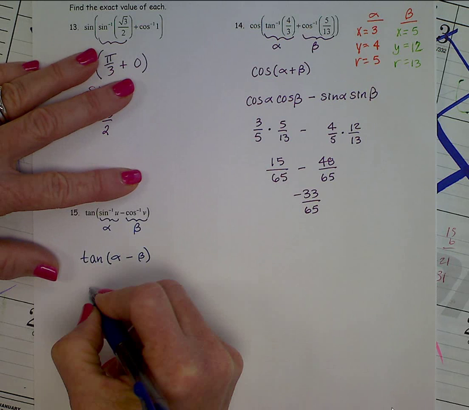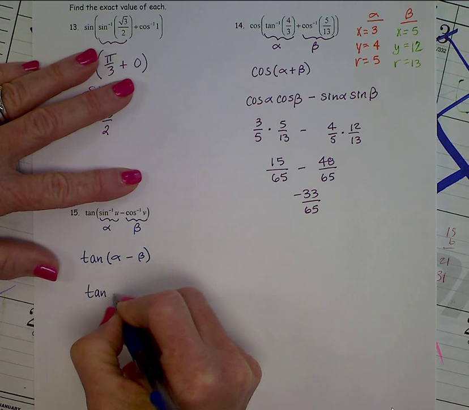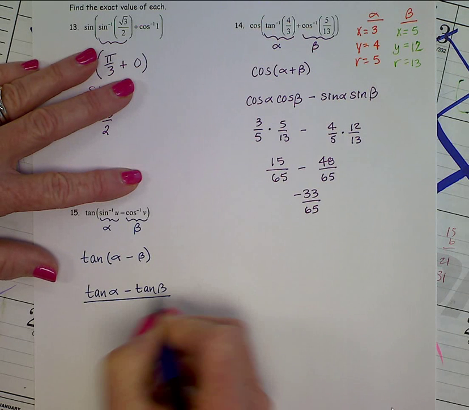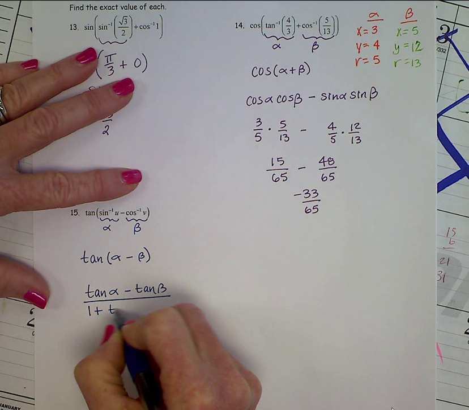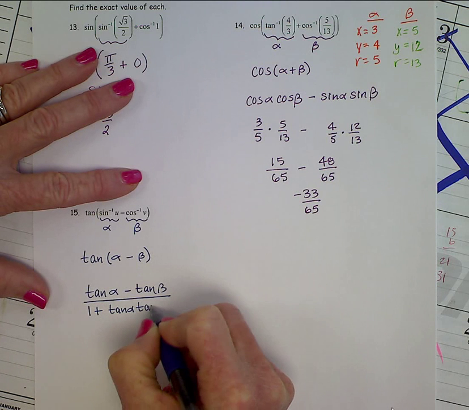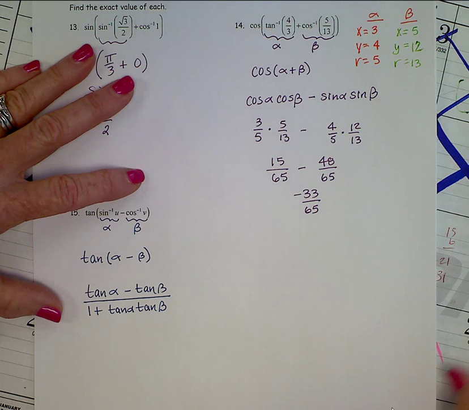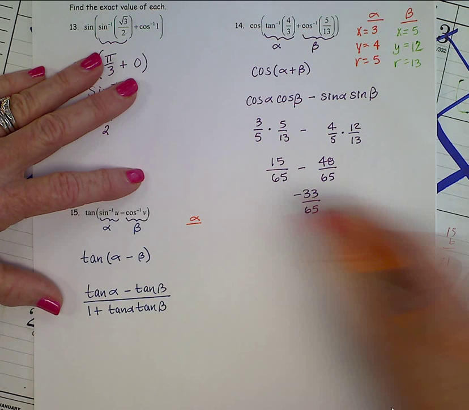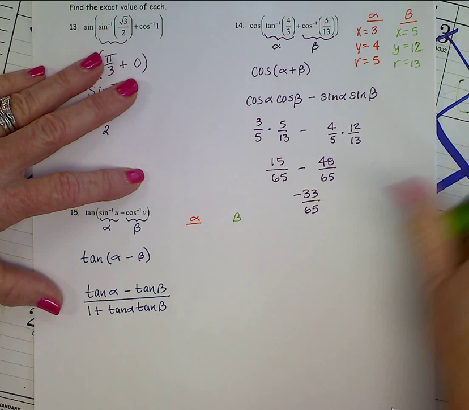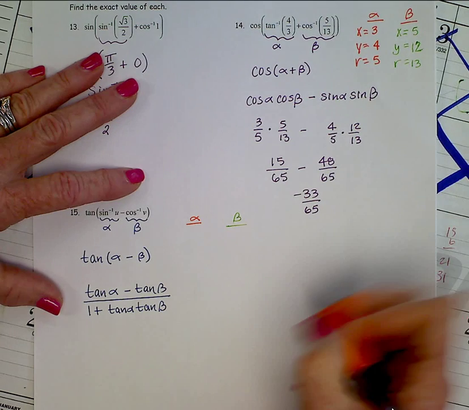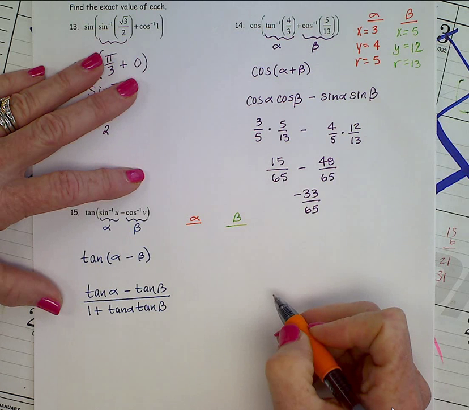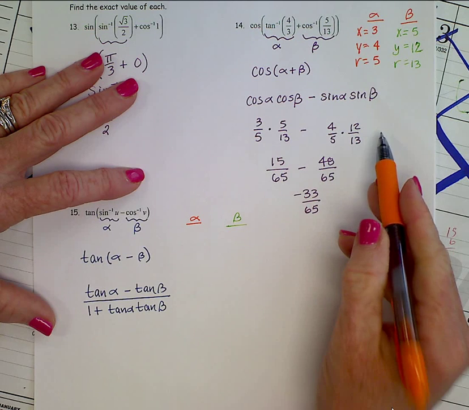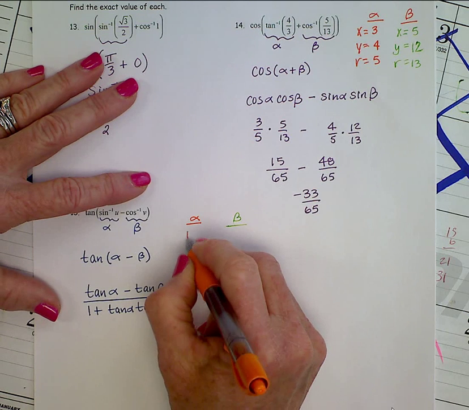Expanding that out, tangent alpha minus tangent beta all over 1 plus tan alpha times tan beta. Setting up alpha and beta. Oh, should I do x, y, r, or should we do right triangles? Well, the last one I did x, y, r, so maybe this one I should do right triangles, for those of you who like that better.